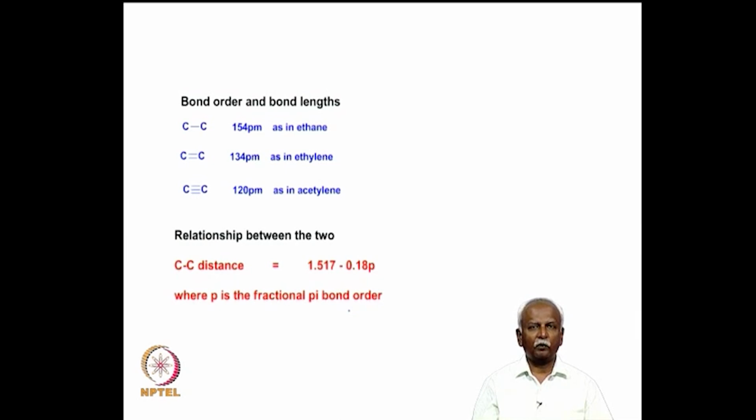If you look at the carbon-carbon distance in the molecule that we are discussing, and you subtract 0.18 p from 1.57, you can estimate the partial double bond character. So, this is the double bond character that you have, the partial or fractional pi bond order. That tells you how good a pi bond you have between the two carbons which are separated by a particular distance.